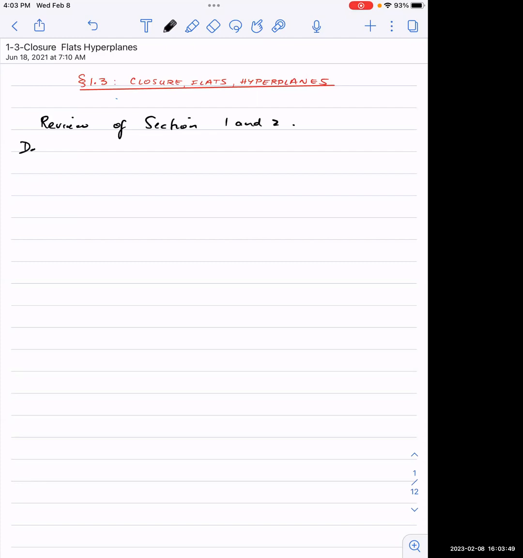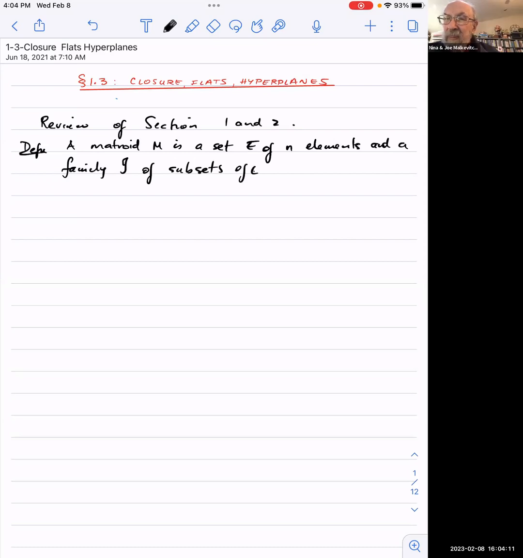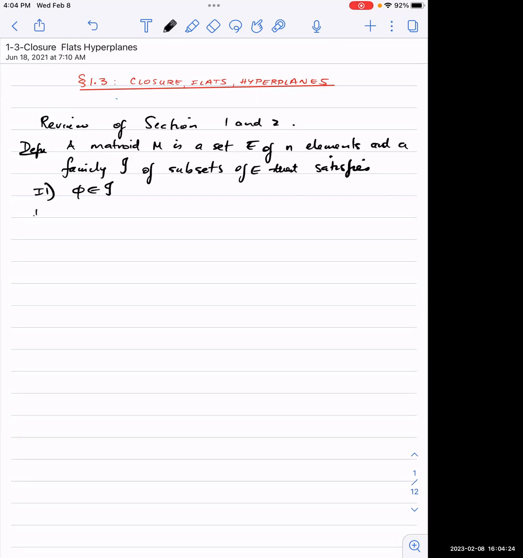So a matroid, and this is just to slow the pace down a bit. A matroid M is a set E of n elements and a family I of subsets of E that satisfies the first axiom. We'll call it I1 now. It's just the trivial condition that the empty set is independent.